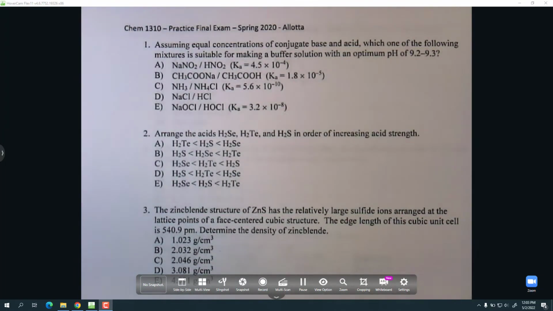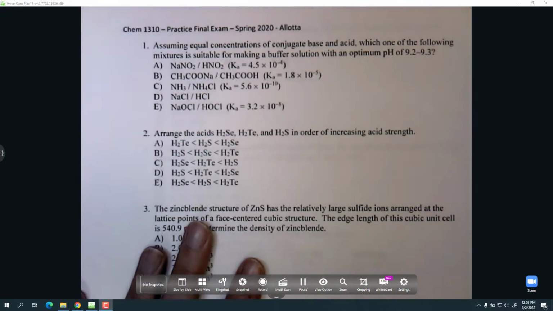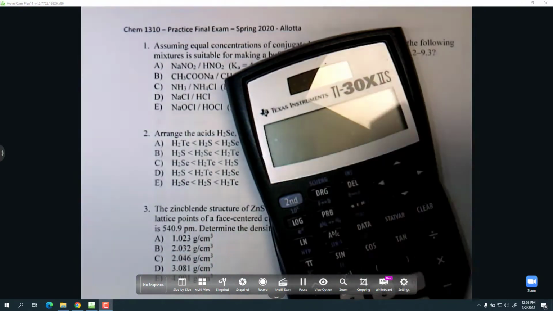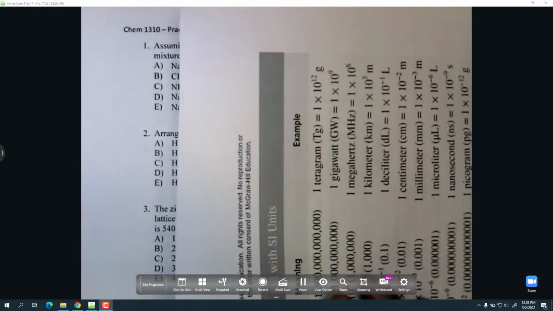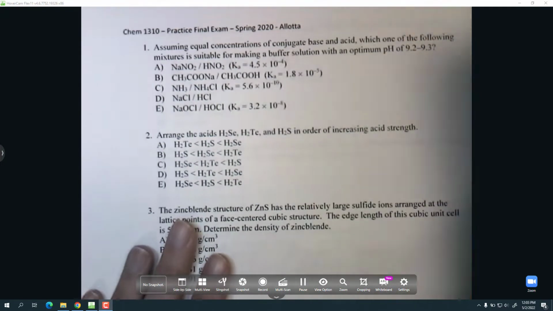All right, everyone, we are ready for the final. So I am going to work my way through this whole practice exam from start to finish. All I have here is my calculator, and I have the same equation sheet from the midterm: equations, charts, periodic table, etc. So let's open the periodic table. Okay, so let's go ahead and do it.